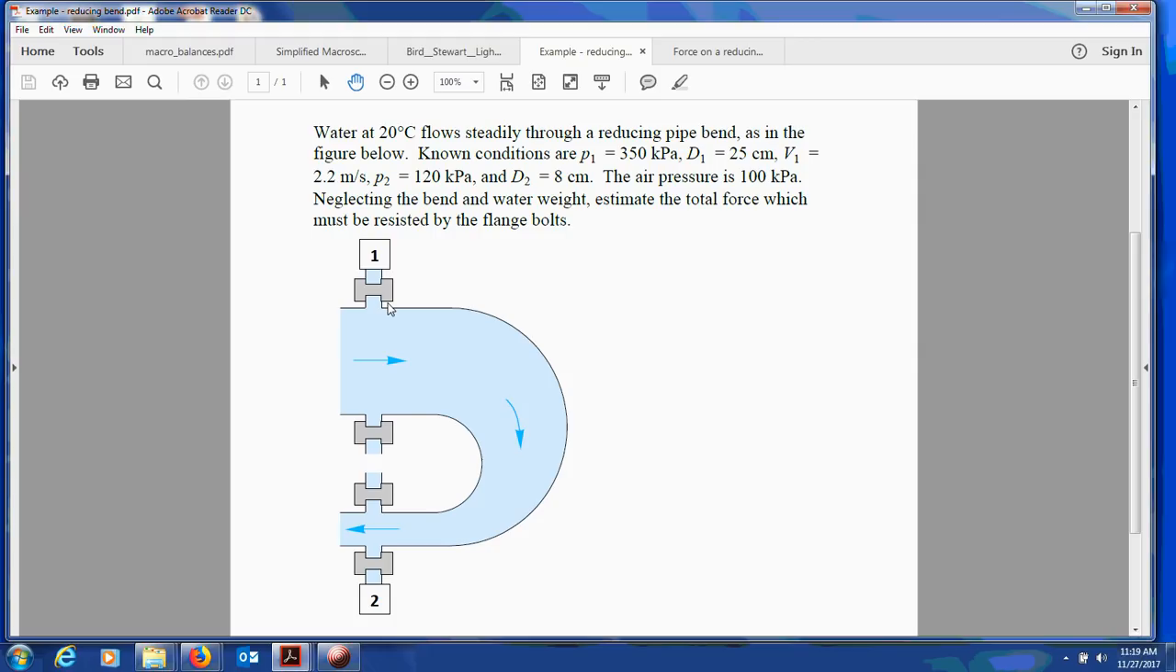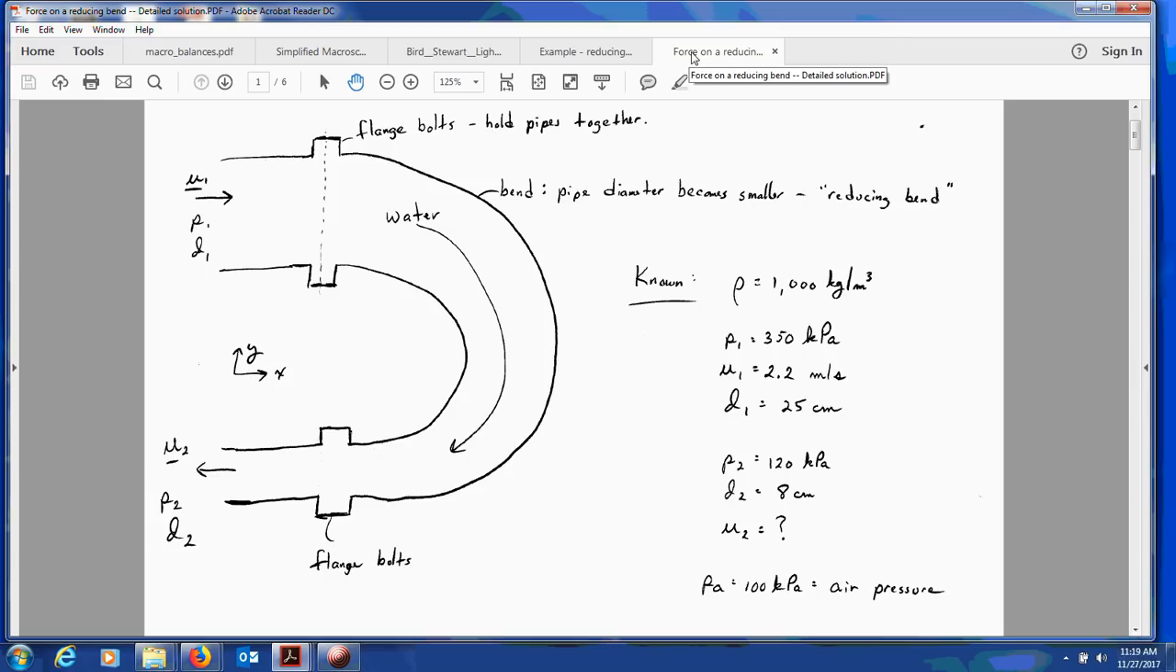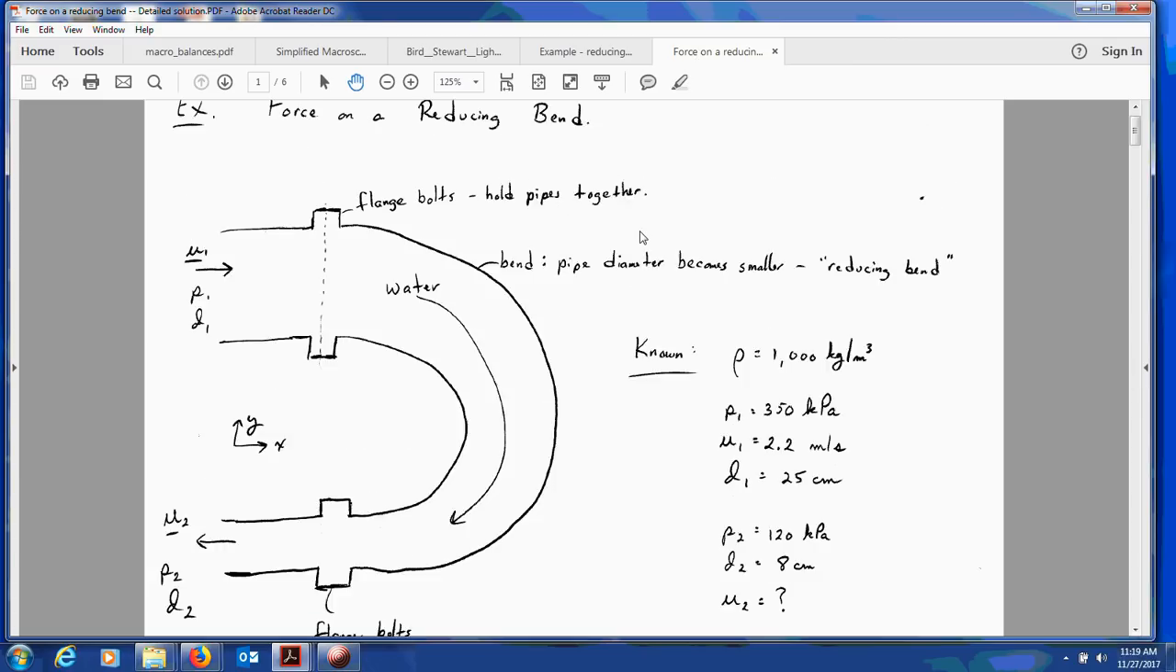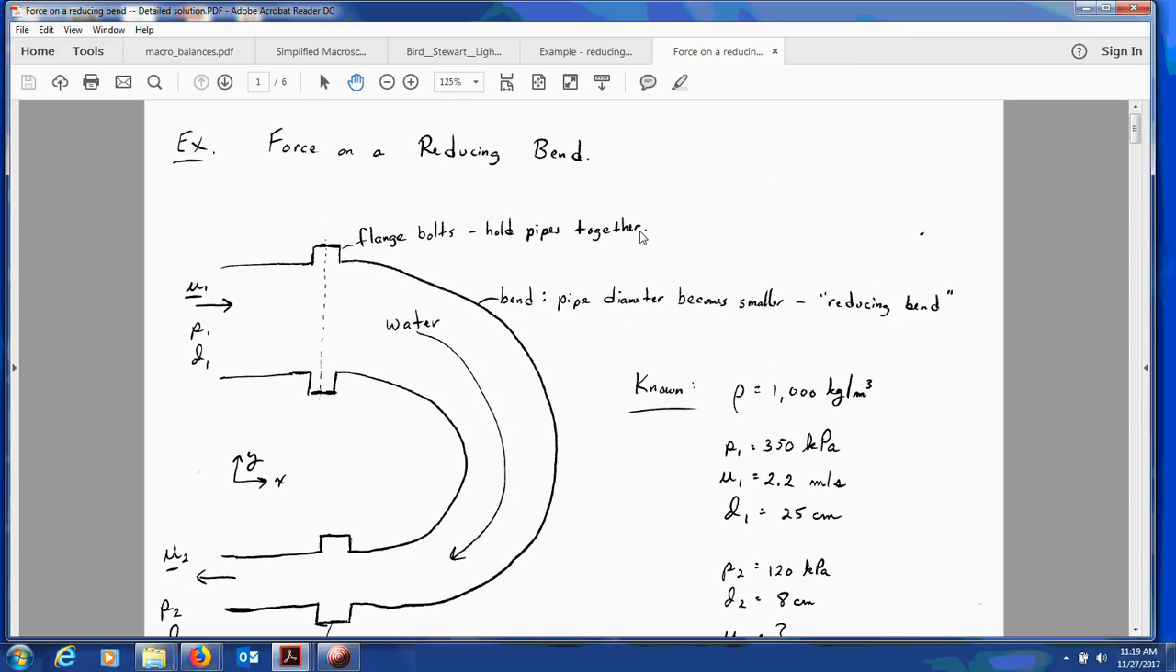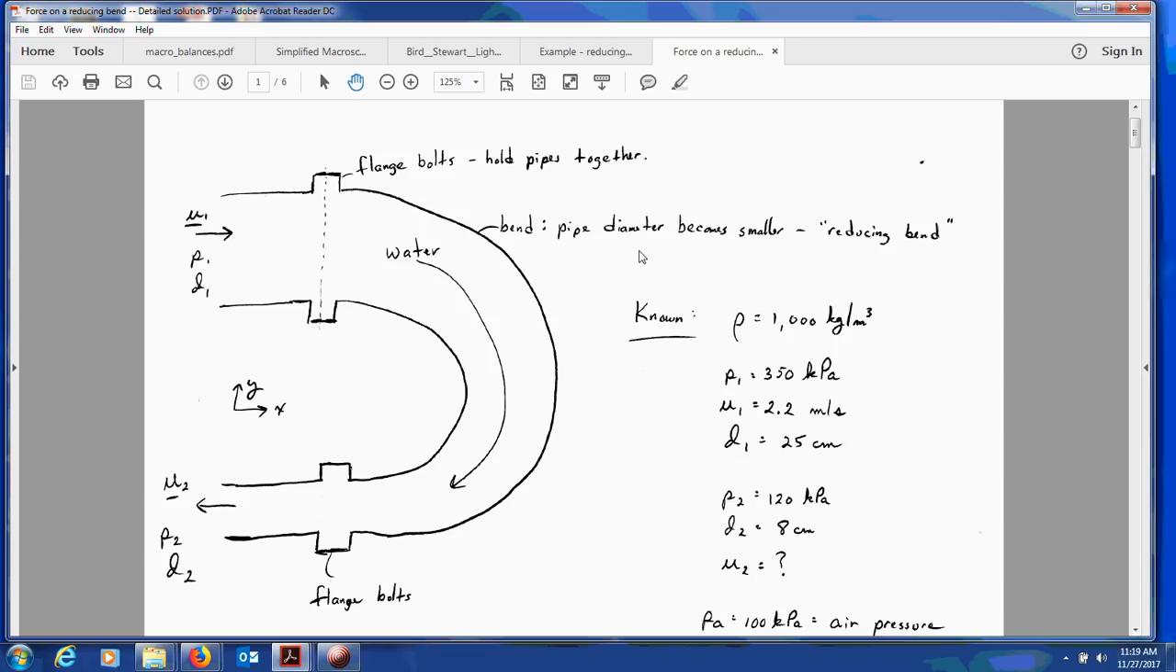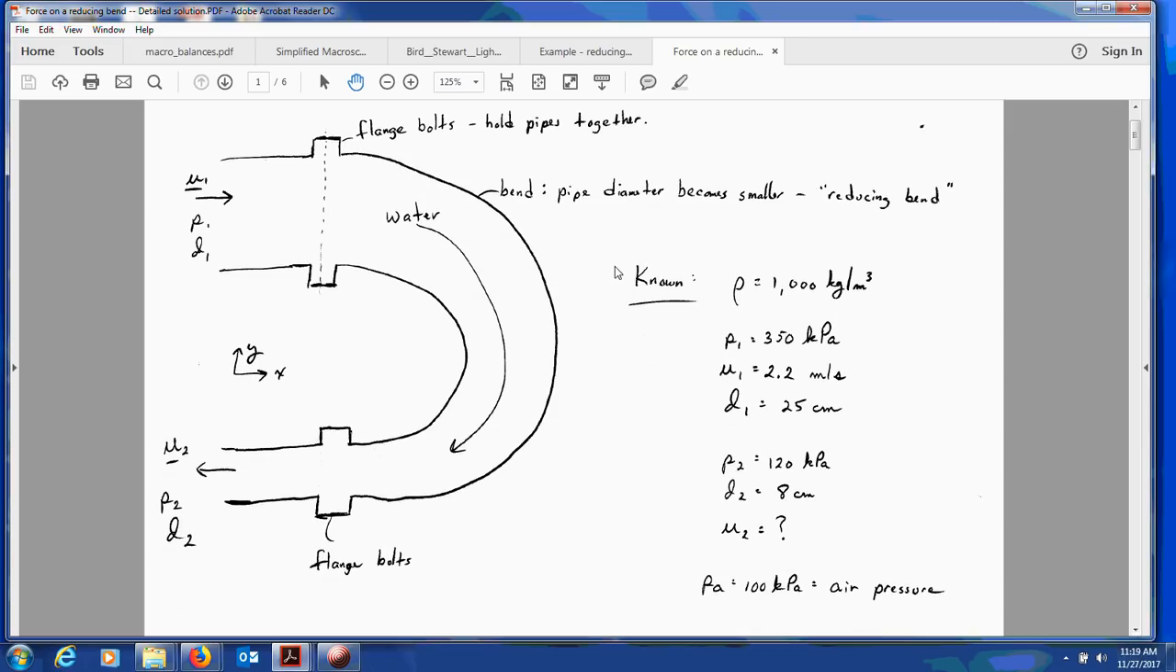So we can look at the detailed notes for force on a reducing bend, as shown here. We've drawn the sketch of the system, and we have the known and unknown quantities. So we know the density of water is 1,000 kilograms per cubic meter. We know the pressure, velocity, and diameter at position 1, and we know the pressure and diameter at position 2. We don't know the velocity at position 2.